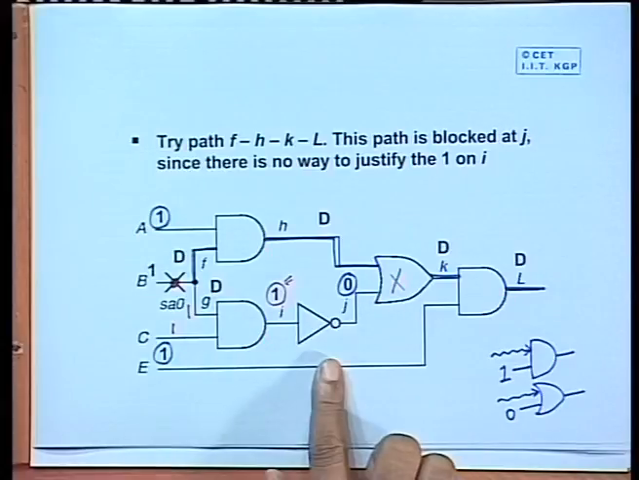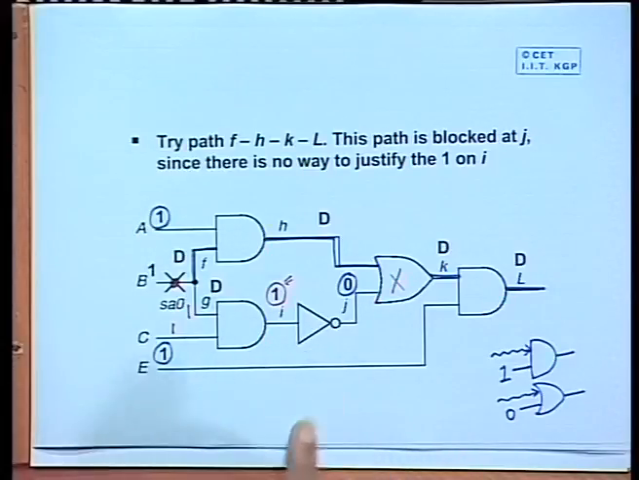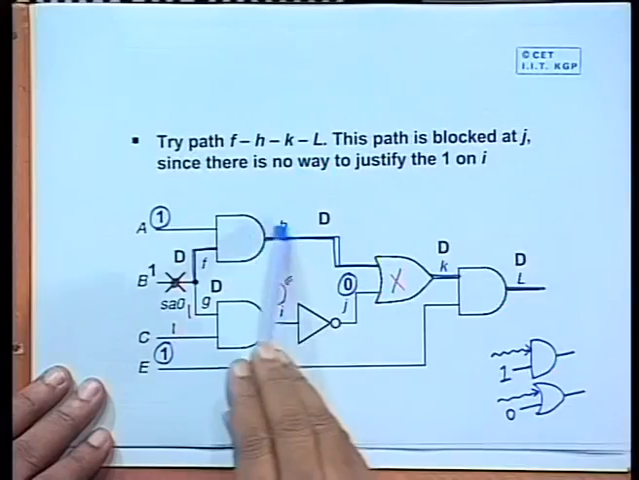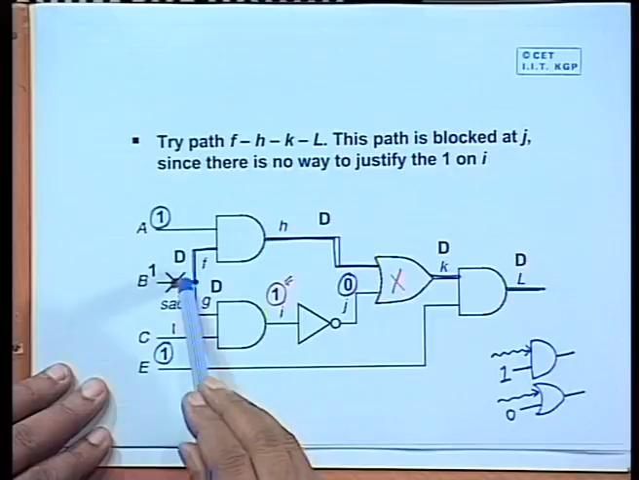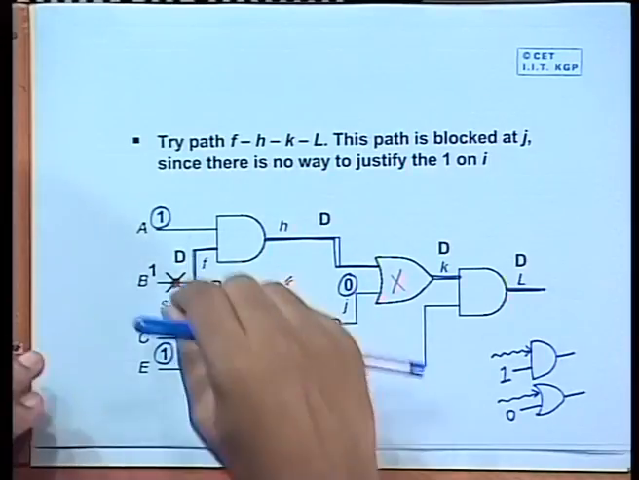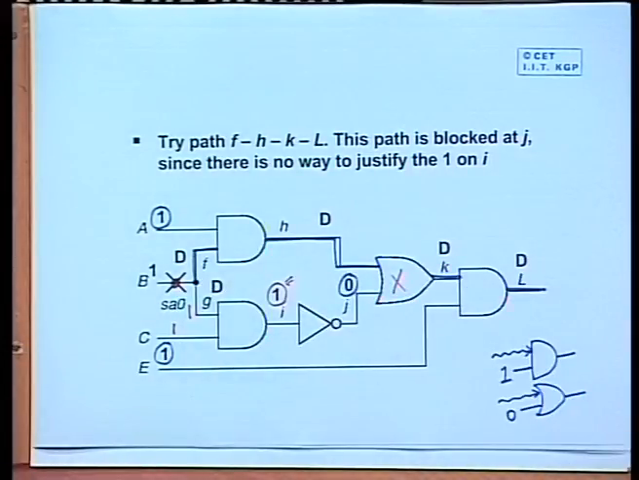Okay. So, this example shows that this line justification in order to propagate the fault may not be that easy a task. It is very difficult, it may need considerable searching across the different paths in the circuit. Okay. So, now let us try another alternative. Well, instead of trying the path FHKL, let us see if we can excite 2 paths together. Concurrently, we can propagate the fault through the 2 paths.